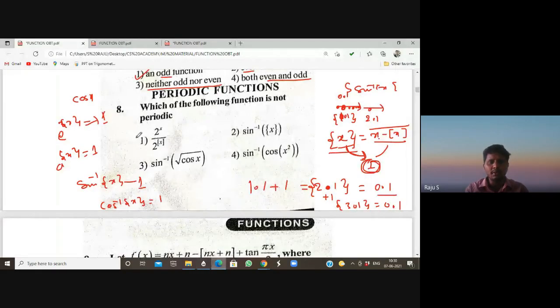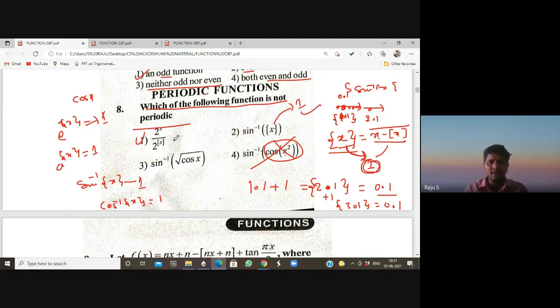Now what about this question number 8? The question is which of the following functions is not periodic? See, cos x square is not periodic, so sine inverse of cos x square is also not periodic. But the remaining functions are periodic. Just now I said that this is the fractional part, then the periodicity is 1. Sine inverse of this is 1 alone.